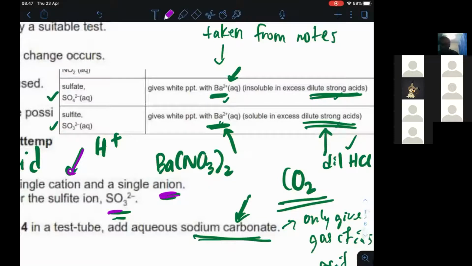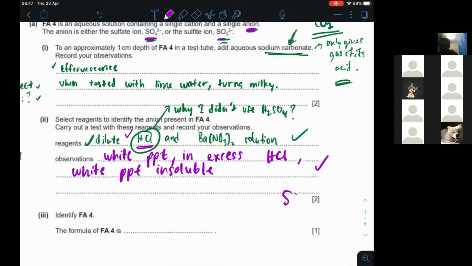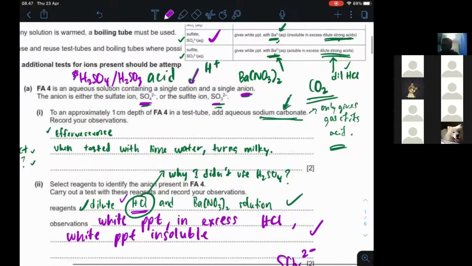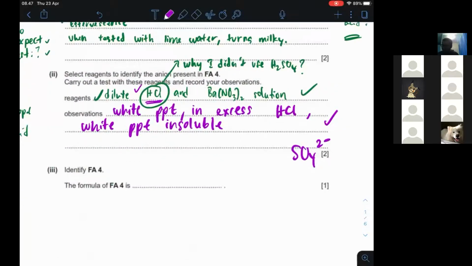No response. Gwen? White precipitate, insoluble in excess? Yeah, sulfate. Okay, you can see over here, so that's going to be the sulfate. It means you've already confirmed it's going to be SO4 2 minus. And just now we have confirmed it's going to be H plus. So the formula of FA4 is H plus and SO4 2 minus. So we are looking at H2SO4, sulfuric acid.